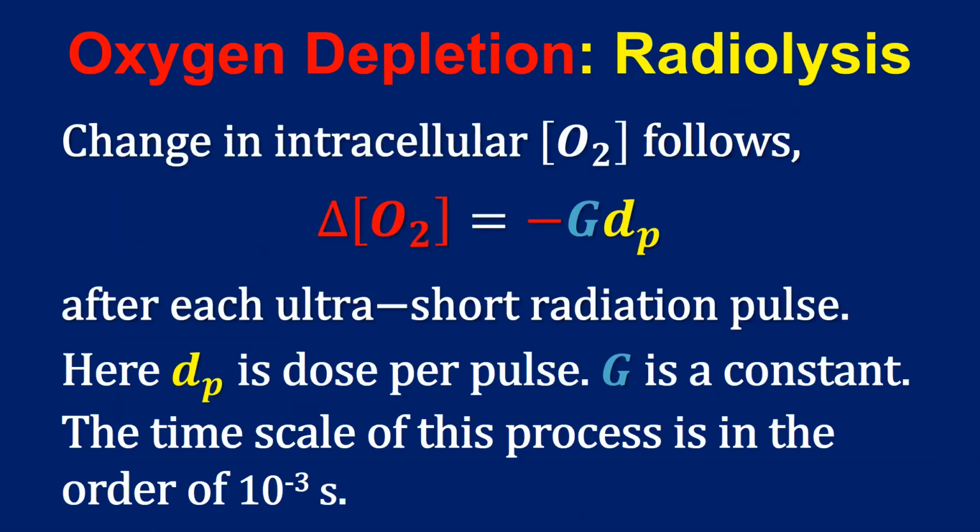Next, we want to give you the results from a radiolysis study. Basically, the drop in intracellular oxygen tension is proportional to the dose it receives, and G is a constant. This step happens on a time scale of 10 to the minus third.